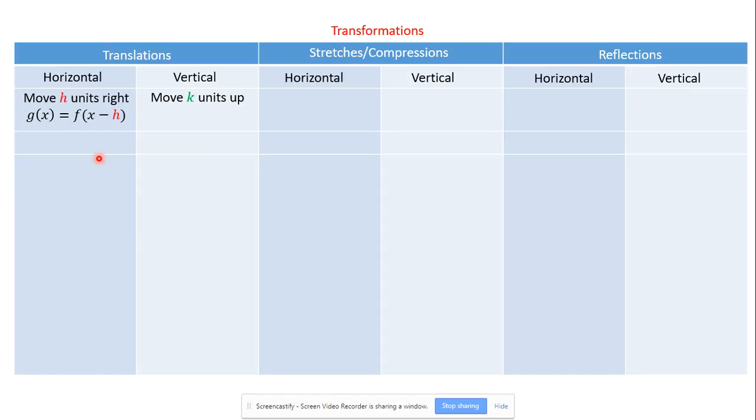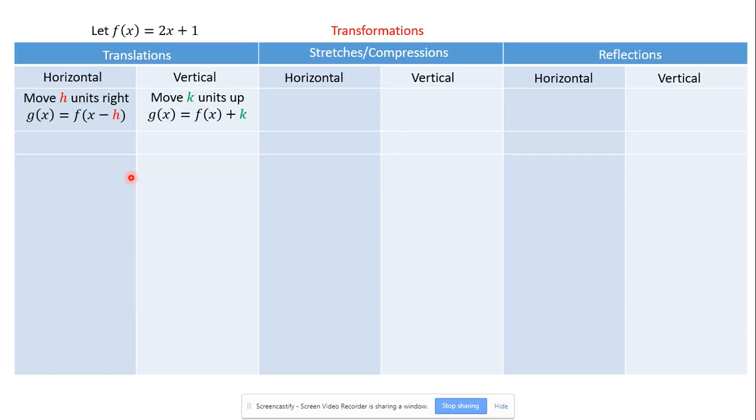For vertical, we move it k units up. g of x is just f of x plus k. We're going to add k to the function itself. Notice the difference. This x minus h is inside the parentheses. That means we replace x with it. Here we have f of x, it's the whole thing, and then we add k to it. So it just gets added to the end. Both of these translations will change the y-intercept of a line, but it will not change the slope. We're moving the line from one place to another, the slope will be the same. So we'll end up with a parallel line.